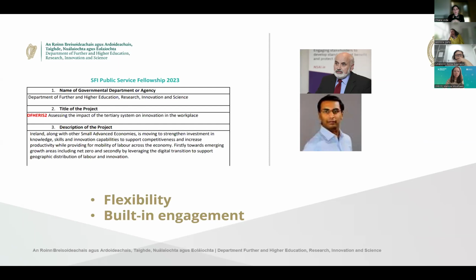This is why we felt the need to bring researchers in. I could talk for hours about it. The organizer may not be that happy, so I will focus on two aspects. One is flexibility, and the other one is built-in engagement. Slide, please.